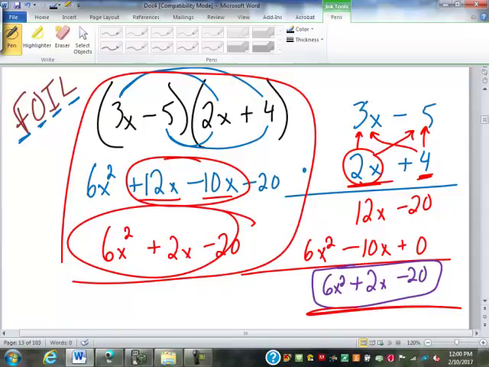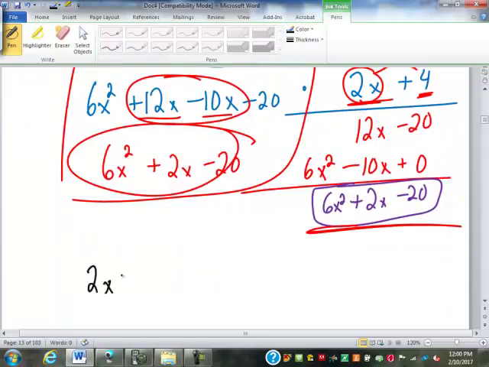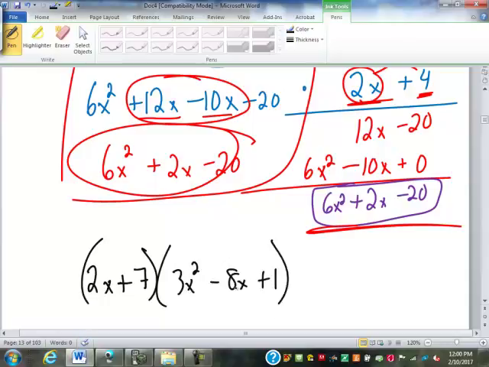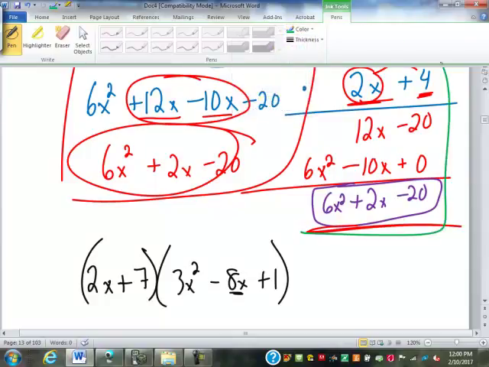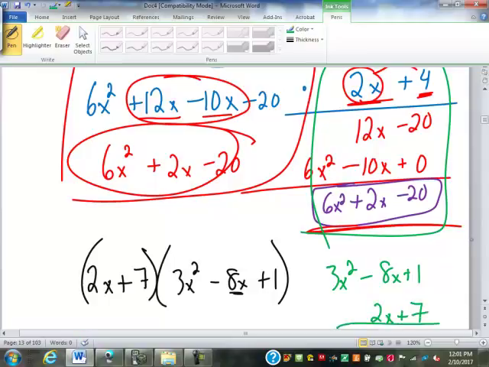Now, one of the things I don't like about FOIL is it's a gimmick. If you run into something like this, 2x plus 7 times 3x squared minus 8x plus 1, now that there's a middle term here, FOIL doesn't work. It becomes FOIMAMOIL. But if you did it out the long way, it's still just the same process. You just put the 3x squared minus 8x plus 1 on top, 2x plus 7 on bottom, and you multiply it out. Now, I do realize if you're using FOIL, you just modify it so that you do 1, 2, 3, 1, 2, 3, and add the like terms.